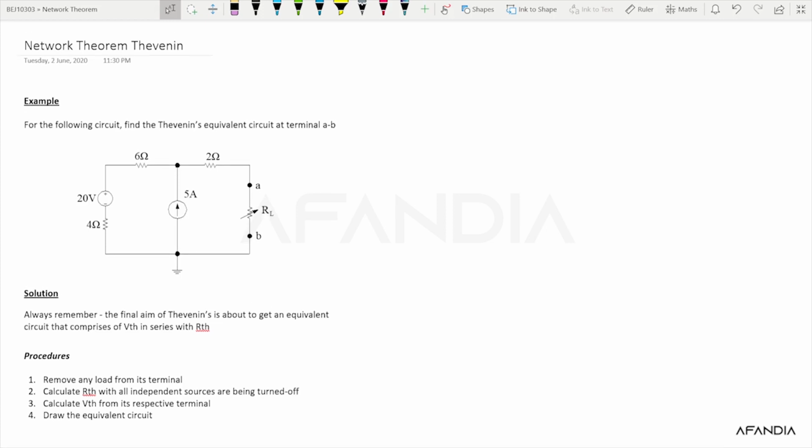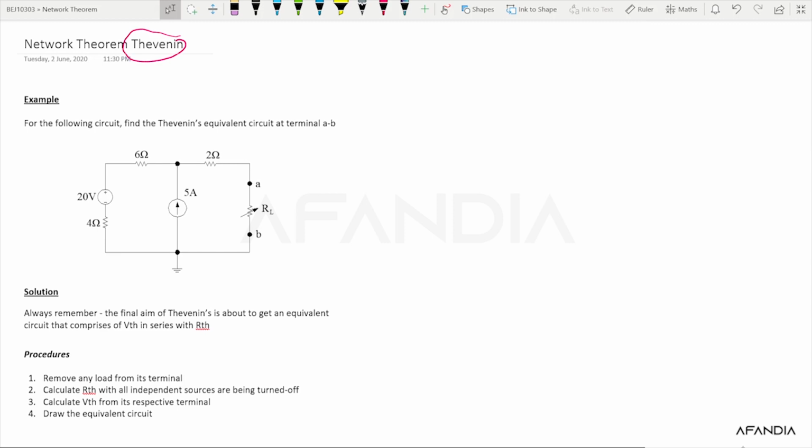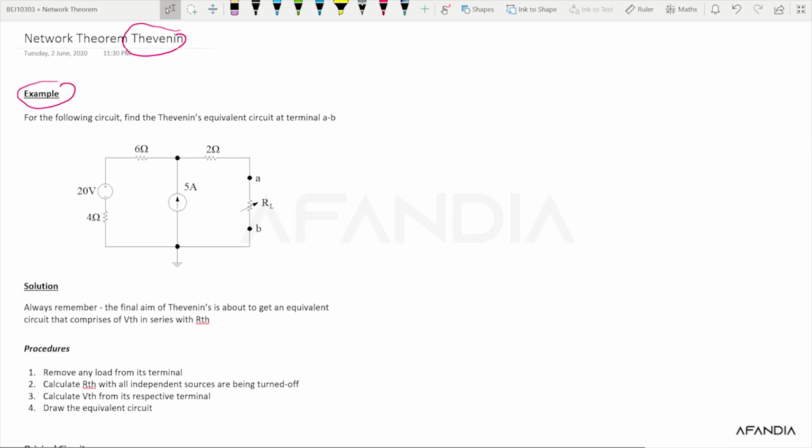We are going to proceed with Thevenin theorems. This is one of the examples. Find the Thevenin equivalent circuit at terminal AB. So this is terminal A and this is terminal B.